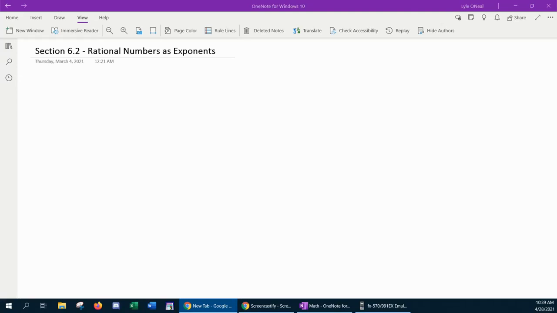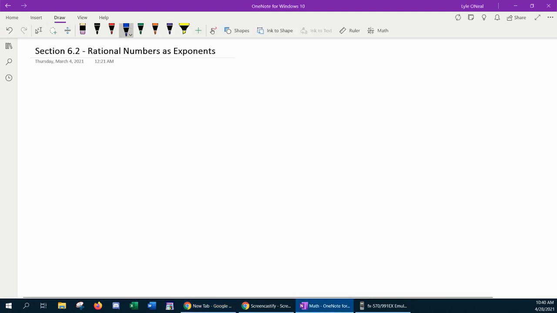Hello and welcome to our lesson on rational numbers as exponents. This is going to be from section 6.2 in our text. Let's get started. First of all, remember the word rational in math usually refers to a fraction. So when we're talking about rational numbers as exponents, we're really talking about fractional powers, exponents that are fractions.